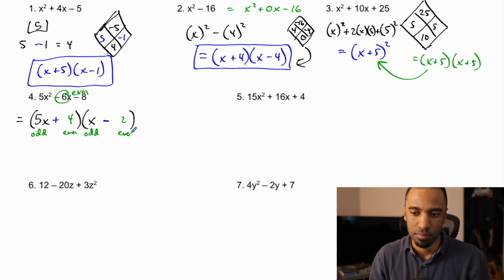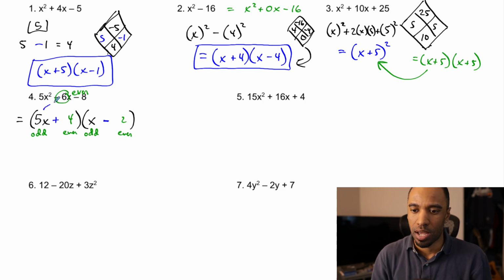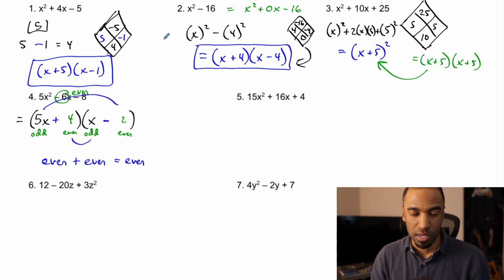Even, even. When I FOIL and I do outside times inside, I'm doing odd times even, which is even. I'm doing even times odd, which is even. And I'm doing even plus even. That gets me even. 4 and 2 will give me even.